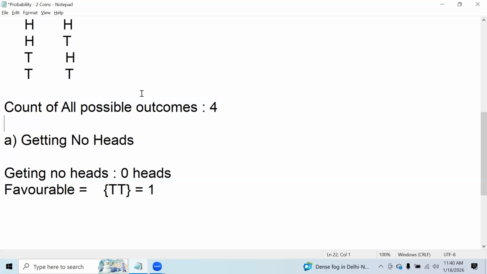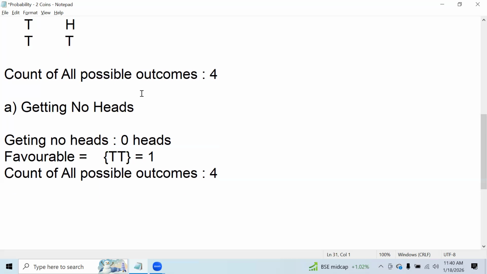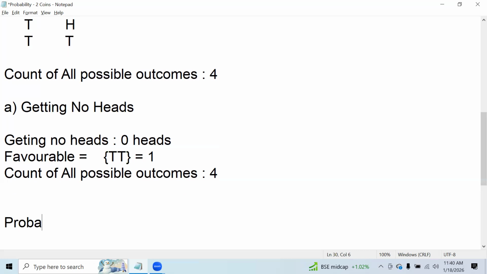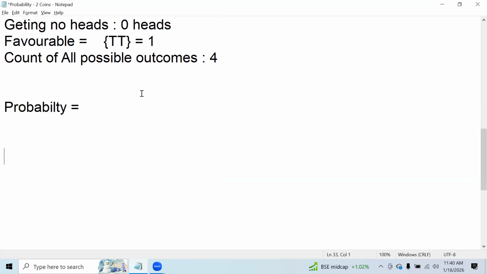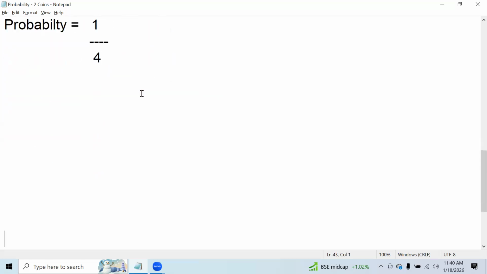And the count of all possible outcomes is 4. This will remain constant for all two coin related problems. And the probability will be favorable outcomes upon all possible outcomes. What are favorable outcomes? 1. What are all possible outcomes? 4. So our answer is 1 by 4. So the probability of getting no heads is 1 by 4. Let's look at the next problem in that.